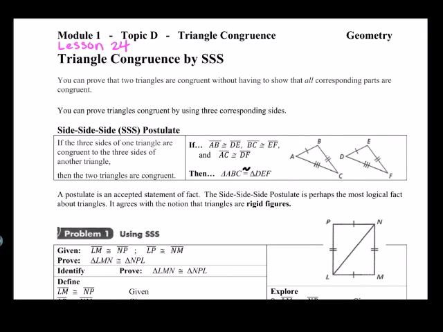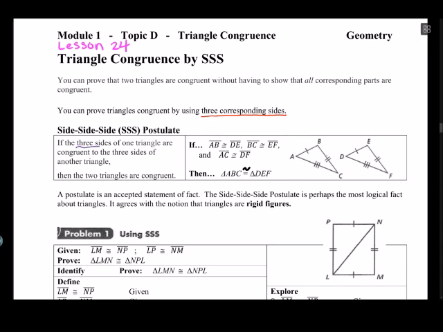Module 1, Lesson 24, Triangle Congruence by Side, Side, Side. In this lesson, we are going to prove triangles congruent using 3 corresponding sides. Thus, the side, side, side postulate.